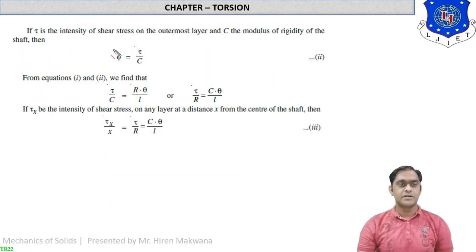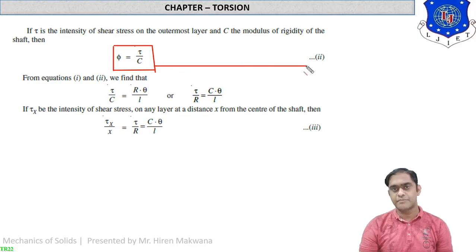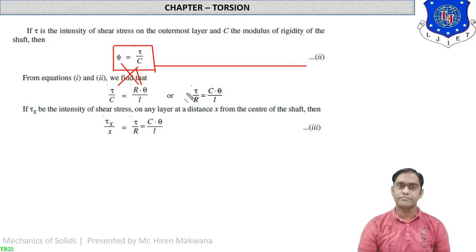Now this is the new formula, phi, which is shear strain. Actually this formula belongs to the chapter on elastic constants, which is yet to be studied. So as of now, just remember this formula as equation number 2: phi is equal to tau by C, where phi is shear strain, tau is shear stress, and C is modulus of rigidity. So from this equation, tau by C is equal to R theta by L, because earlier we have seen that phi is equal to R into theta by L. Now just replace, and C will be cross multiplied on the numerator. So what happens?